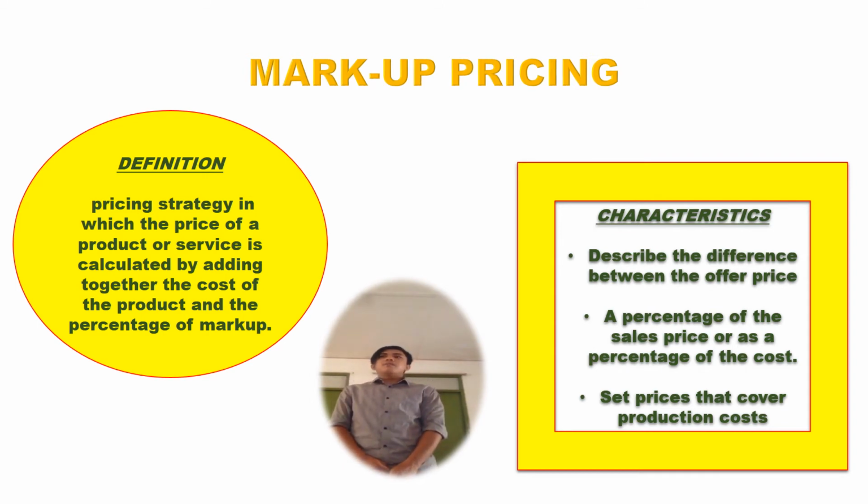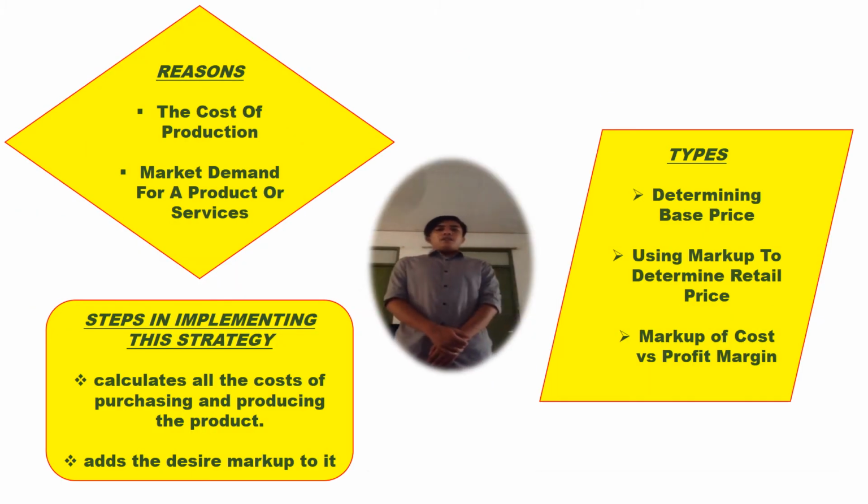Set price to cover production cost. The reasons for markup pricing are the cost, firstly, the cost of production. Next, market demand for a product or service. Next, the steps in implementing this strategy. Firstly, we must calculate all the costs of purchasing and producing the product. Next, and lastly, add the desired markup to it so you can get the answer of markup pricing.